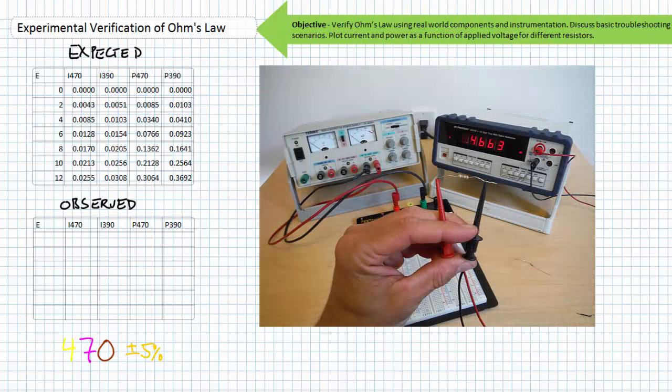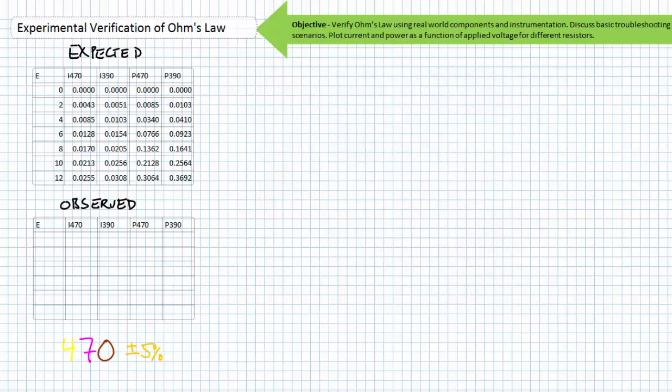Our DMM in ohm meter mode says this one is actually a 466.3 ohm resistor. That's okay, it's inside the tolerance. But since this resistor is ever so slightly lower than 470 ohms, we should expect to observe current ever so slightly higher than our expected values.